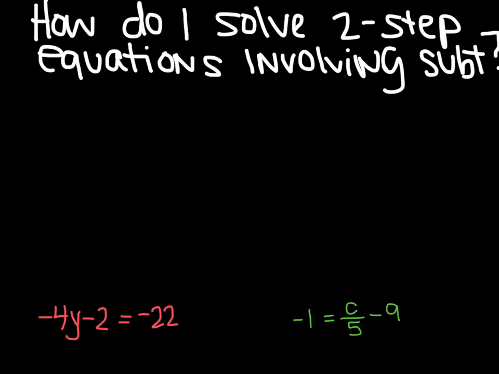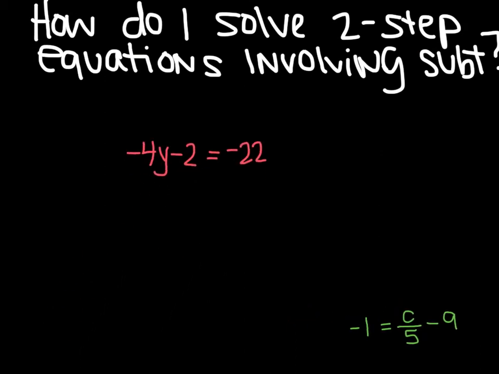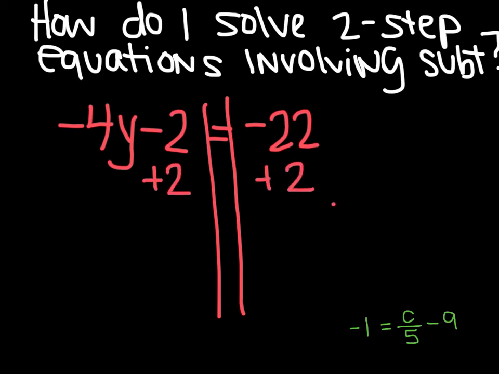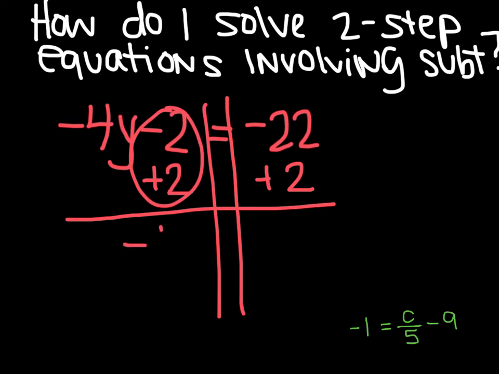All right, how do I solve two-step equations involving subtraction? These are very, very similar, so I'll speed up how I explain it a little bit more. We're going to do the adding and subtracting first. In this case, it's the minus 2. We're going to add 2 on both sides. That makes it a 0 pair. What's left I drop down, which in this case is the negative 4y, equals, and the negative 22 plus 2 would be negative 20.